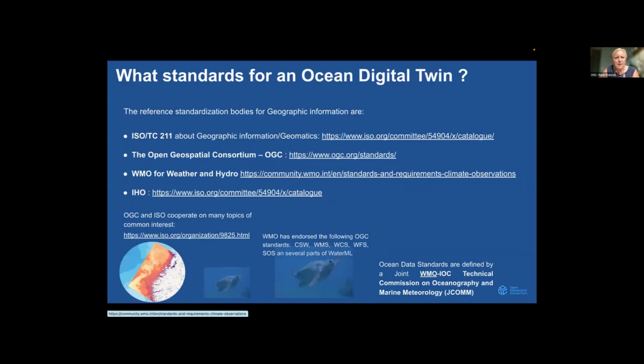So what are the standards for Ocean Digital Twins? The reference standardization bodies that are used in oceans are ISO TC 211, which is the joint group of ISO for location data; the Open Geospatial Consortium, whose standards are very used in many environmental areas; WMO; and IHO. What you have to know is that we are not competing. There are many agreements and we try to work together.